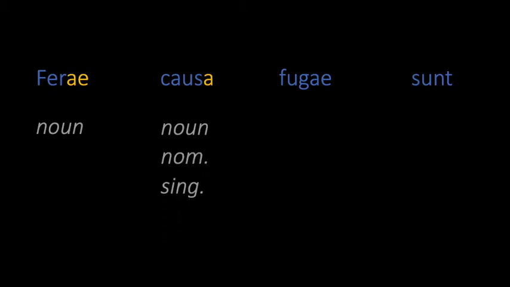Please forgive the abbreviations. Some of the slides will get crowded, and the abbreviations are helpful in conserving space. Fugae is yet another noun, but it also has the AE ending. So we know very little about two of the words in this sentence at this point. Sunt is a verb, and the form of the verb to be, so it looks like it's a copula. It has the plural form, so it's sunt instead of est.